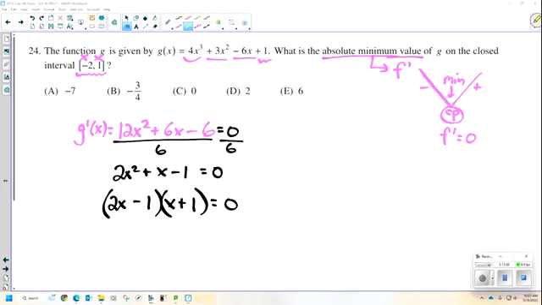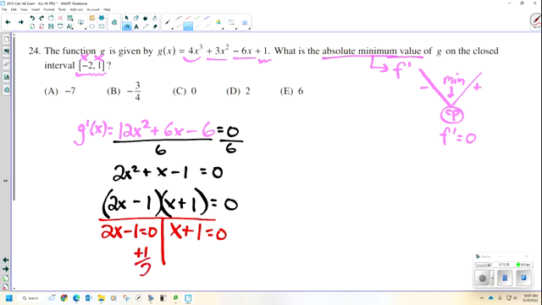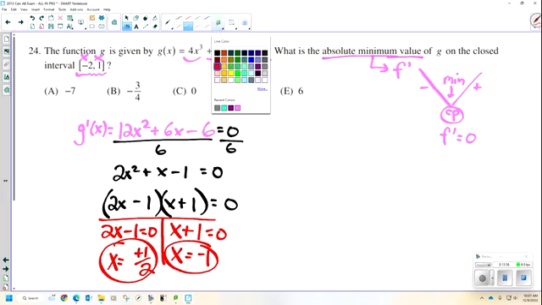So let's now T-bone this and solve this. Set each one of these equal to 0. 2x minus 1 equals 0. x plus 1 equals 0. I add 1, then divide by 2. So x equals positive 1/2. And then I just subtract 1 from both sides. x is negative 1. I'm going to put that on a number line.